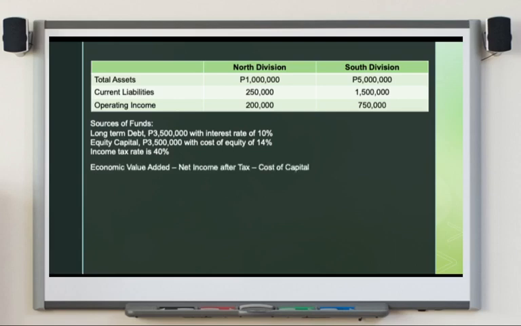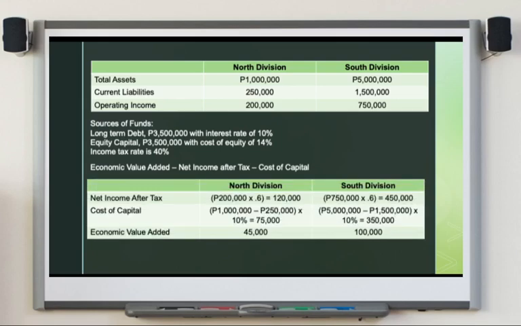So again, economic value added is the difference between your net income after tax and your cost of capital. If you are given two kinds of or several kinds of sources of fund, you need to compute for the weighted average cost of capital. So this is how we compute for the economic value added.